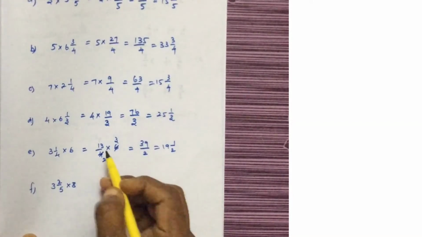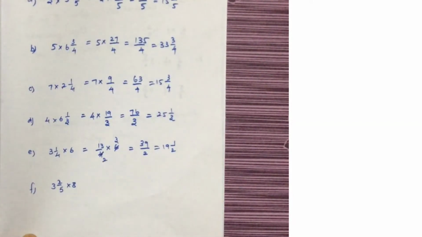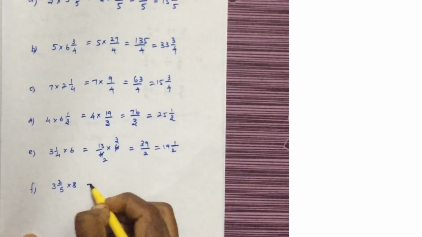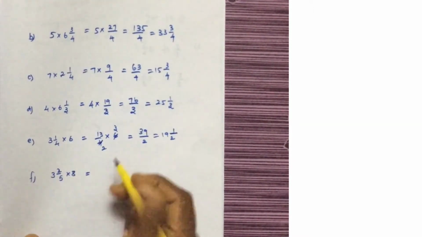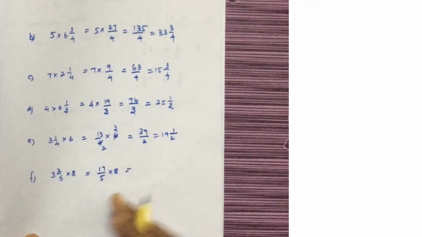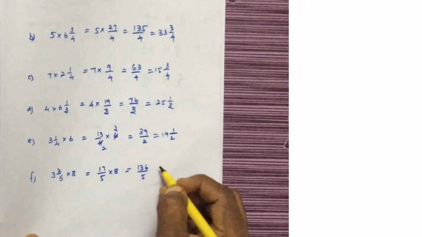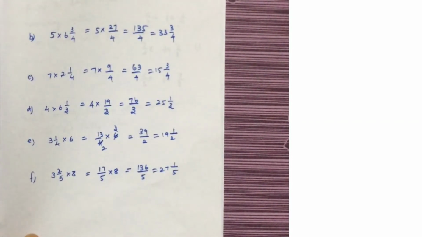Either you multiply 13 multiplied by 6 divided by 4, that is also possible. That way also we can do. This is 19 1 by 2, that is equal to, last is, here it is 15 plus 2, 17. 17 by 5 multiplied by 8. 17 multiplied by 8 is 136 divided by 5, that is equal to 27 1 divided by 5.